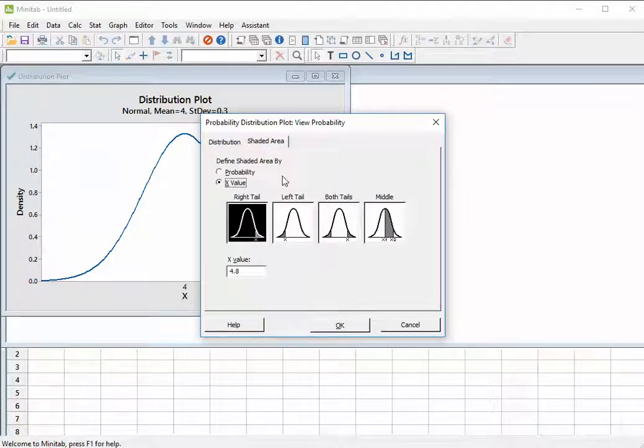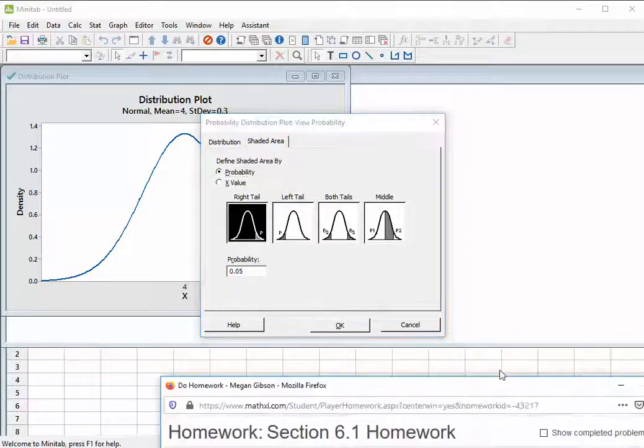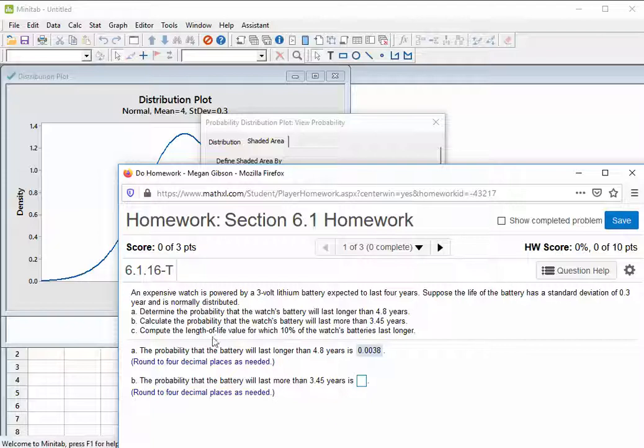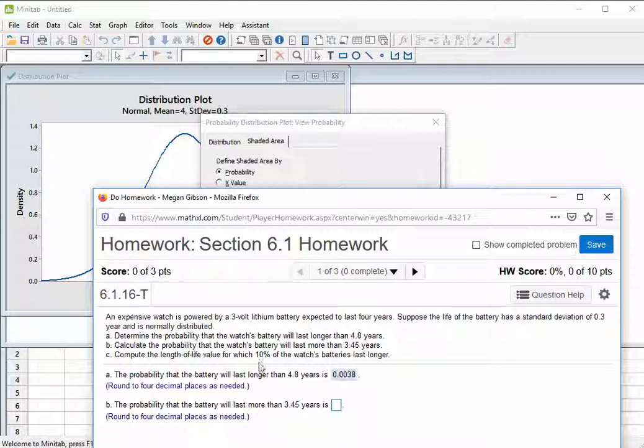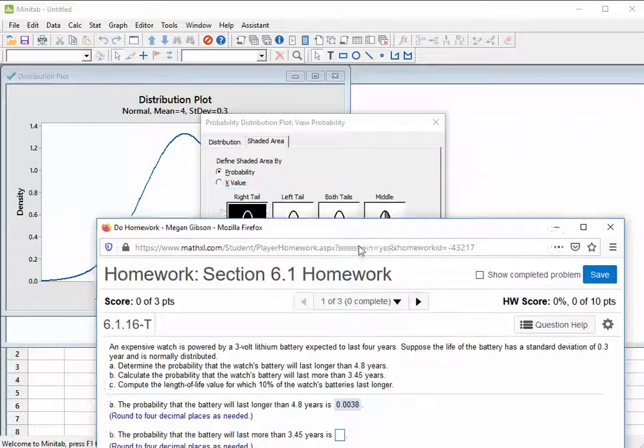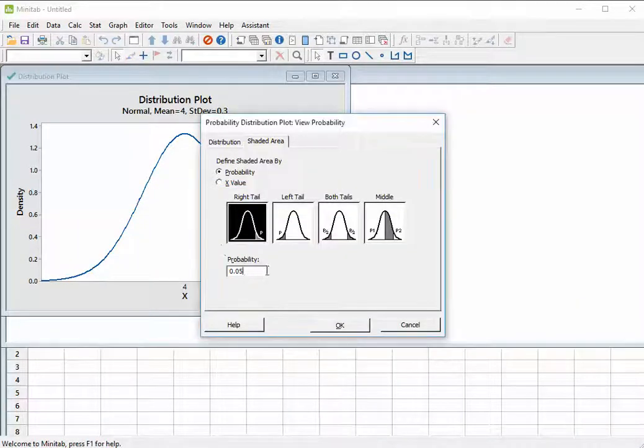When I click on Shaded Area, this is what I want to change. So now I'm going to define shaded area by probability. I want to know the value for which 10% of the watch's batteries last longer. And so longer lasting batteries, again, are going to be greater numbers on the x-axis, so this will be a right tail. And my probability is 10%. I need to enter that as a decimal, so I would enter 0.10.